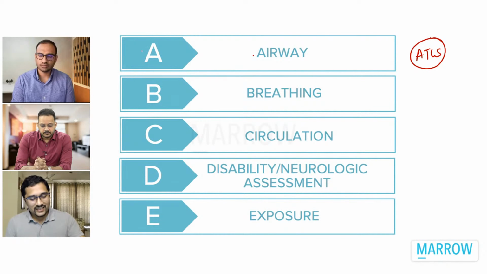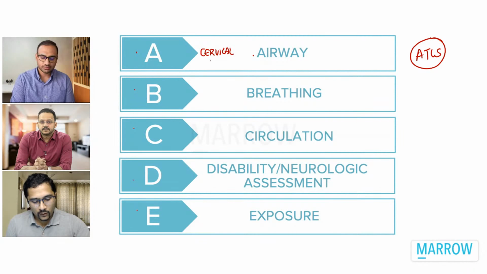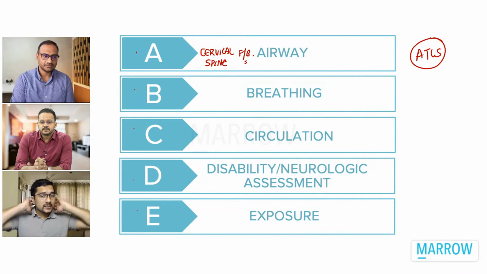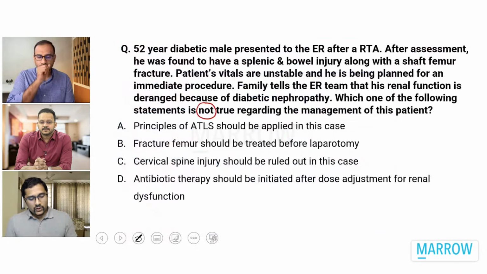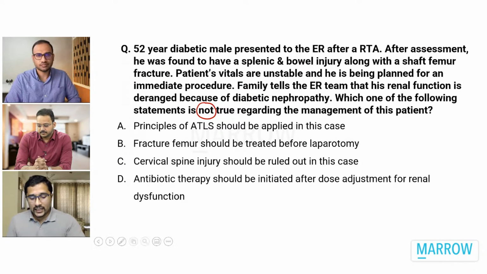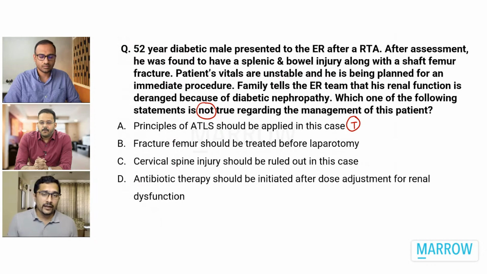The ATLS guidelines are airway, breathing, circulation, disability, and exposure. And in airway also, it is cervical spine followed by airway. Why is the cervical spine important? Because if you don't support or stabilize the cervical spine, and if there's too much movement, that can even lead to paralysis in a trauma patient. So coming back to the question, yes, the principles of ATLS should be applied in this case. This is correct. And you should always rule out a cervical spine injury in a polytrauma patient.